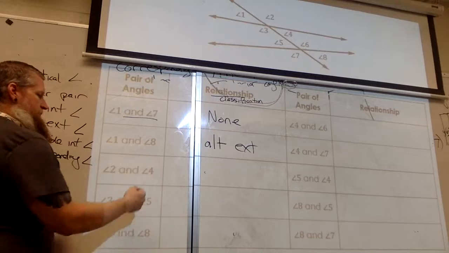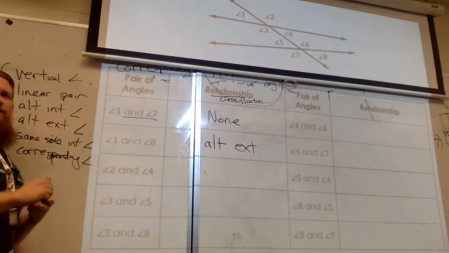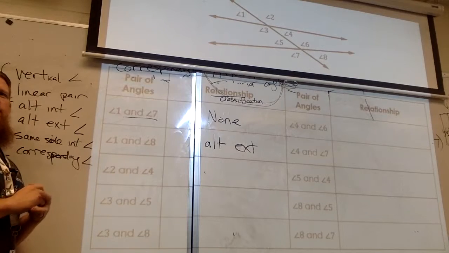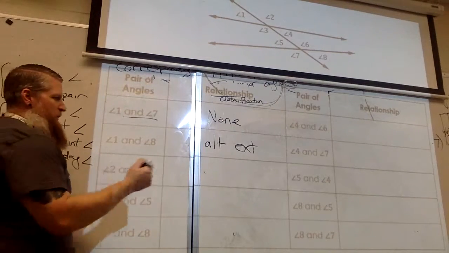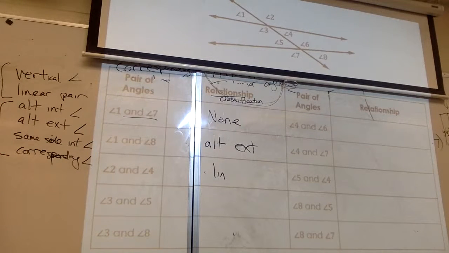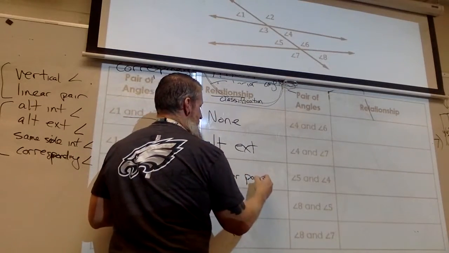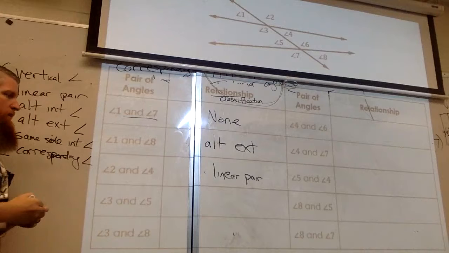What about 2 and 4? You already answered. Anyone else make a guess? Yeah, this would be a linear pair, because it can't be any of these, since those have to have different intersection points. These are at the same point, and I know they're not opposite each other. They're making a straight line, so it would be a linear pair.